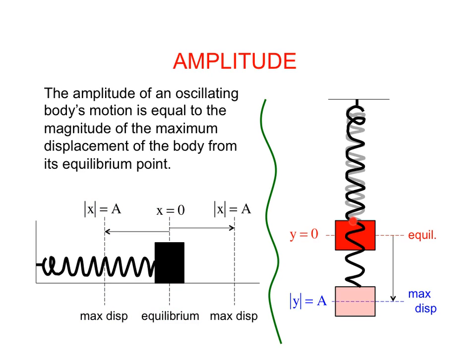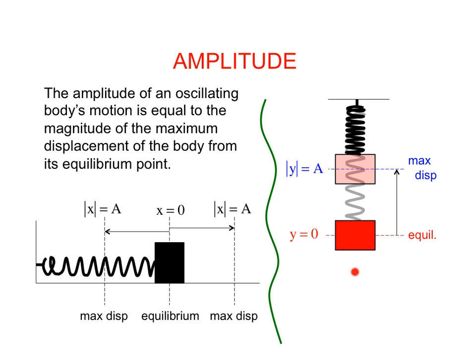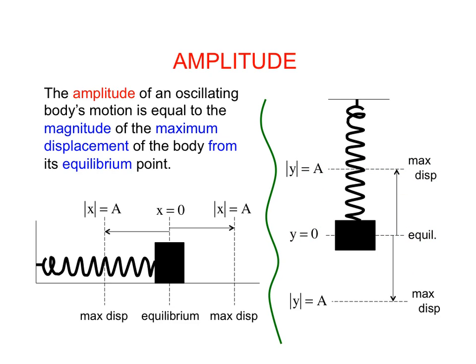Here we have a mass spring system hanging in the vertical. Body is pulled from equilibrium down to some maximum displacement and released, so it oscillates back and forth. Maximum displacement, once again, the amplitude. And here's the same system, except initially the spring is compressed from equilibrium, released, allowed to oscillate back and forth. Maximum displacement is the amplitude. So not to beat a dead horse, the amplitude, it's the magnitude of the maximum displacement from equilibrium.